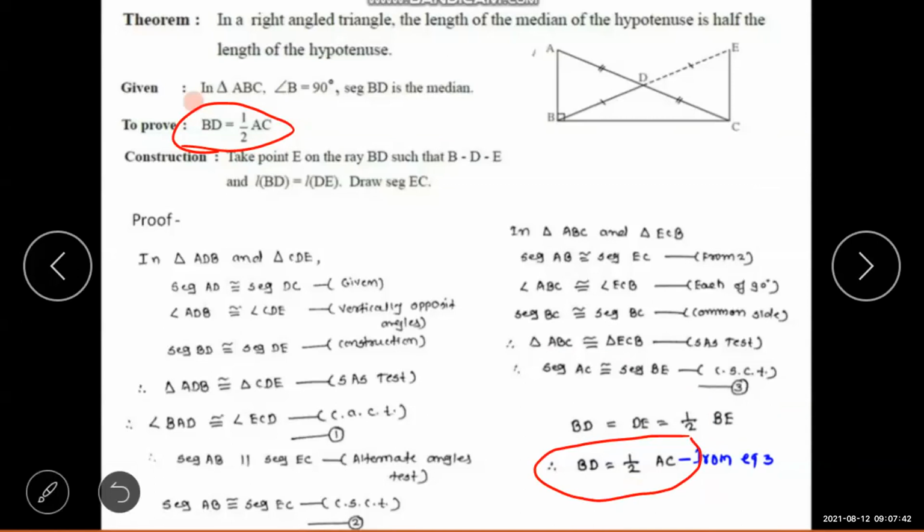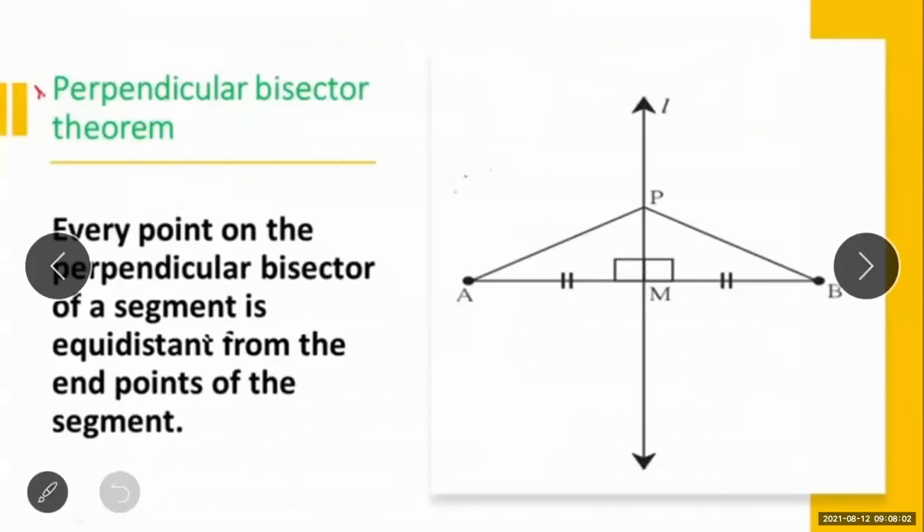So memorize it. That the median on the hypotenuse is half the length of the hypotenuse. That means it is the property of a right triangle, the median of a right triangle. Okay. Now we will see another theorem, that is the perpendicular bisector theorem.